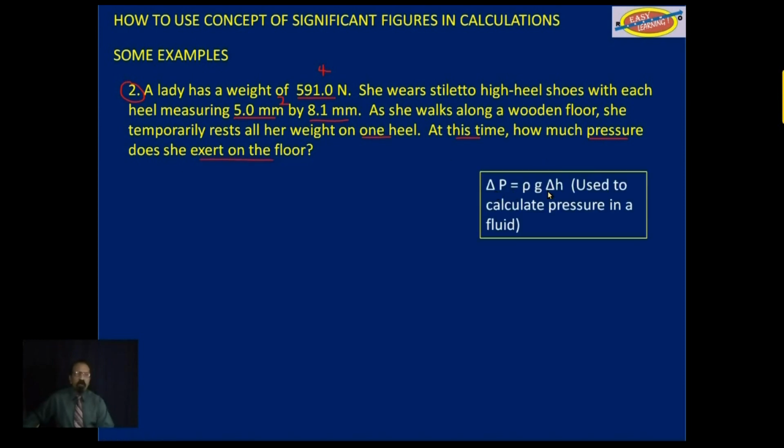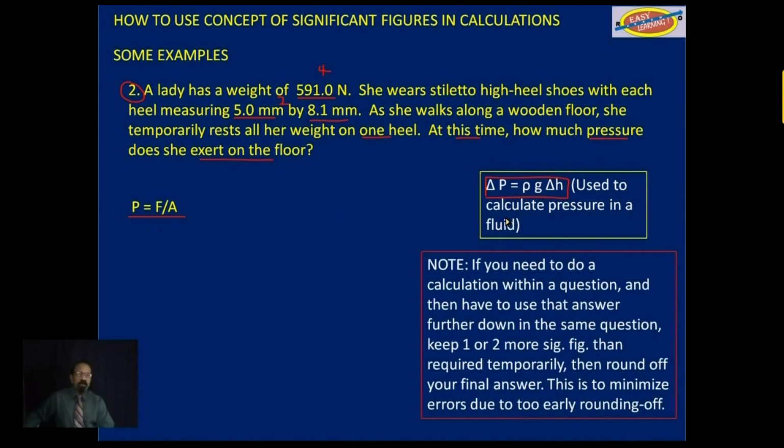All right, we have two formulas to calculate pressure. This one here, which is used to calculate pressure in a fluid, is not the formula that we are required to use here. The other formula is pressure is equal to force over area, or weight over area, and this is the one that we would have to use. If you need to do a calculation within a question and then use that answer further down in the question, you would keep more than the required significant figures, and then when you come to the end, you round off.